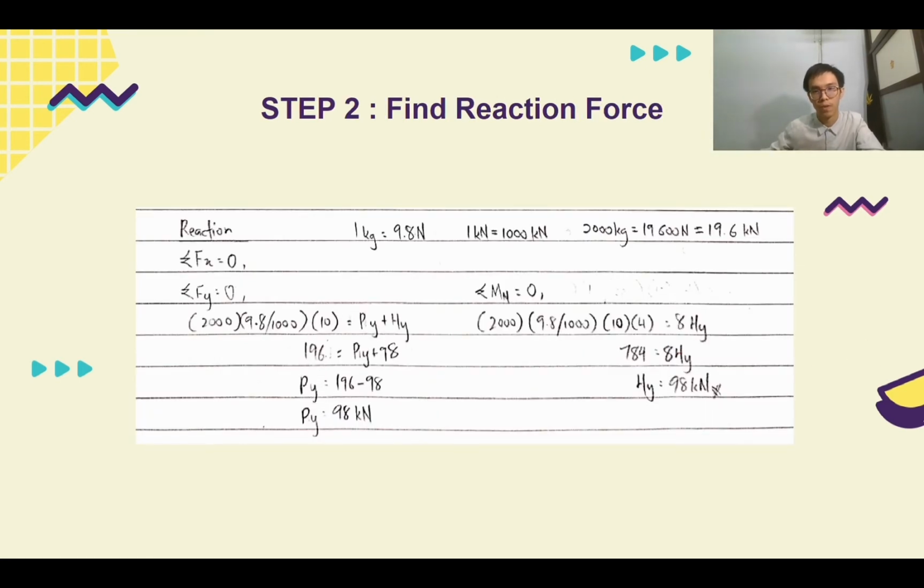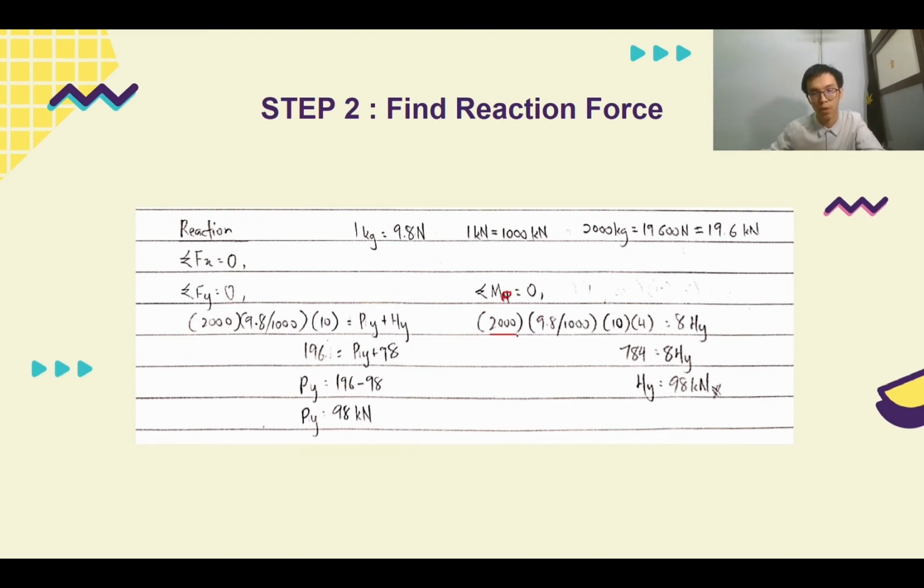Before that, we need to do a conversion for 2000 kilogram. So we assume that 1 kilogram is 9.8 Newton. So we can do the calculation for two types. Because the reaction has two unknown forces, we can do the moment equilibrium first. So the moment of P equals 0.